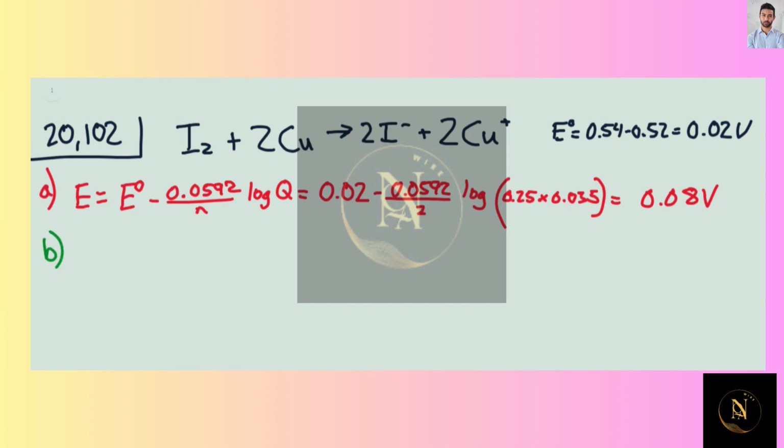So in part B, they ask us which electrode is the anode of the cell. So the anode is the one where oxidation is taking place. It's also the one with the lower reduction potential. And both of those criteria point to the copper electrode as being the anode.